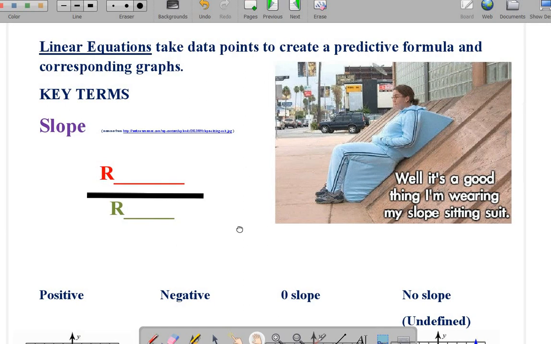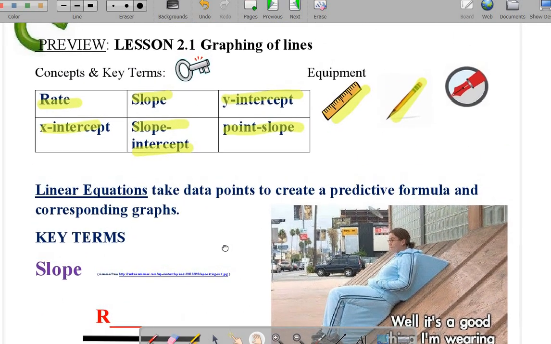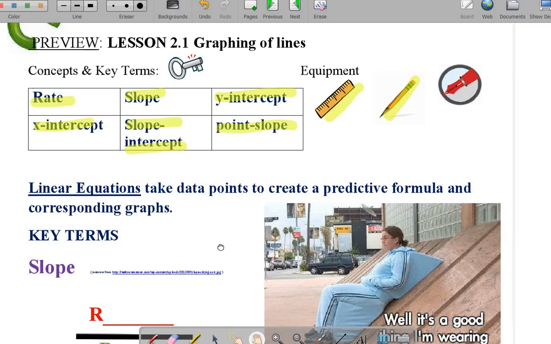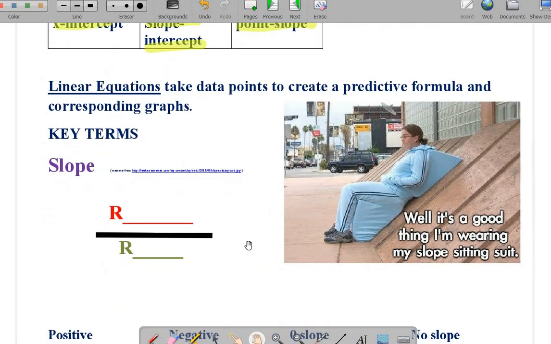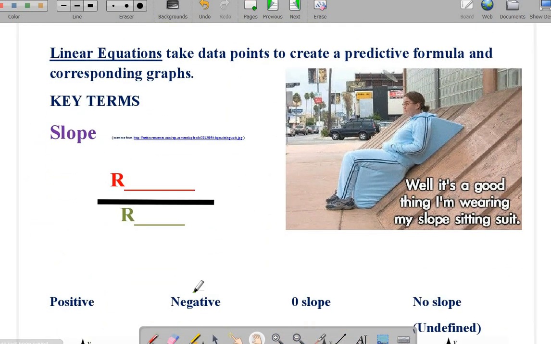It's important that when we're graphing lines, we're not just graphing a physical thing. Line graphs are predictive formulas. They're data points, and we create predictive formulas into corresponding graphs. The most important aspect of graphs is understanding the concept of slope.